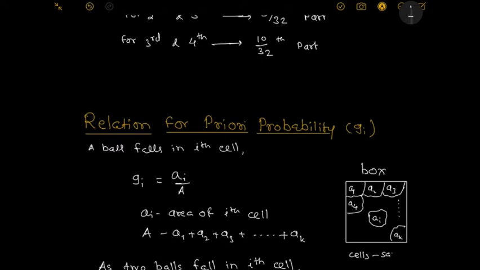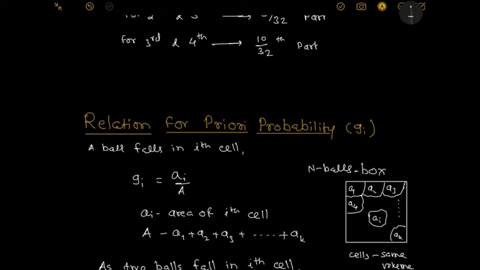All cells have the same volume. Now we find the probability that a ball falls in the ith cell. Suppose n balls are thrown inside the box, then we find the probability of a ball that falls in the ith cell. That probability is the a priori probability, and it is given by the area of that cell divided by the total area of the box.